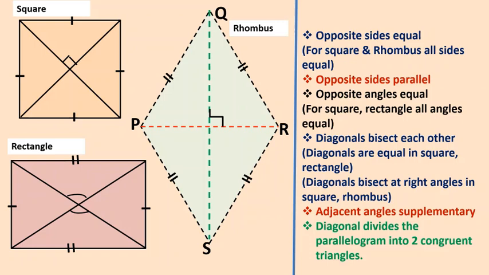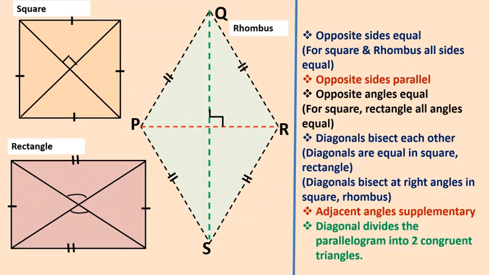Opposite sides are parallel. That is true. Adjacent sides cannot be parallel, no? So even for a square and rhombus, opposite sides are parallel. Opposite angles are equal. For square and rectangle, special: all the four angles are equal. Remember.